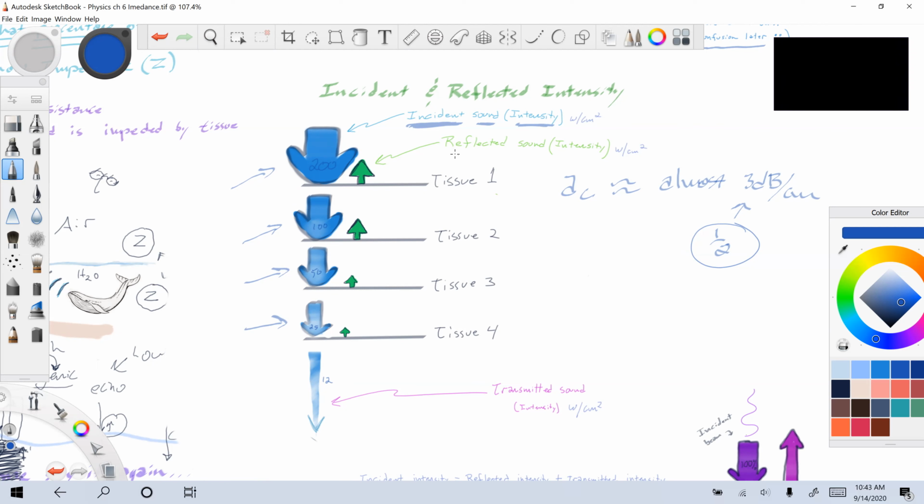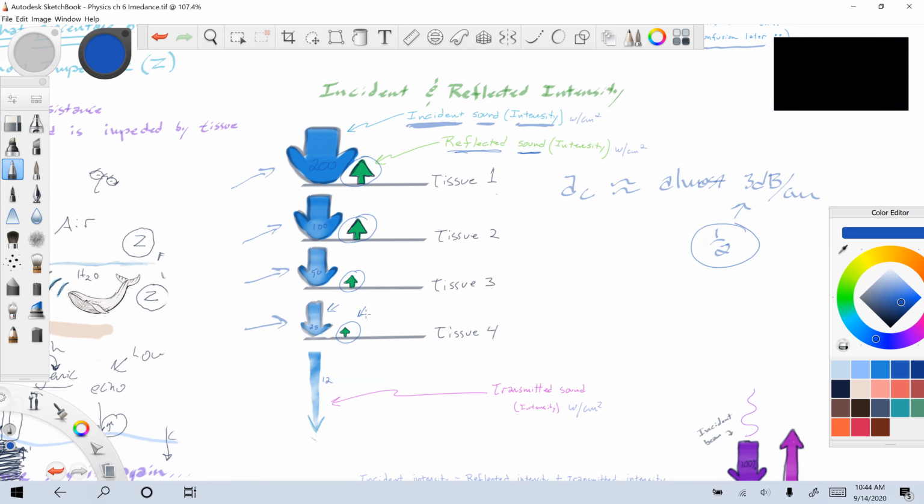Then we have reflected sound intensity. And so the reflected is getting weaker and weaker as well every time we go through from one tissue to the next. Well, of course it's getting weaker. The incident sound is weaker. If the incident beam is weaker, then the echo is of course going to be weaker as well.